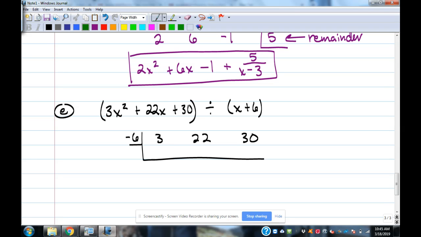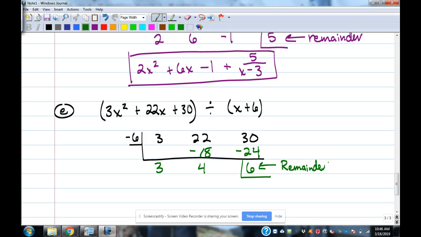Now, what's the first step? Drop the 3. What next? That's right. Multiply. 3 times -6 is -18. Add. 22 plus -18 is 4. There you go. 4 times -6 is -24. Then add. 30 plus -24 would be +6. That right there is your remainder.